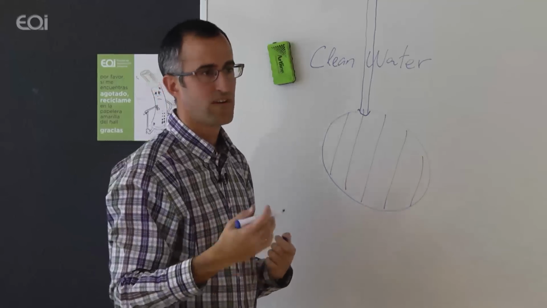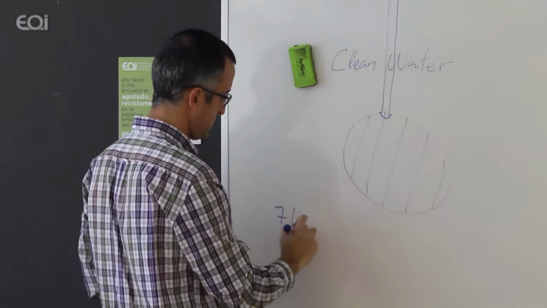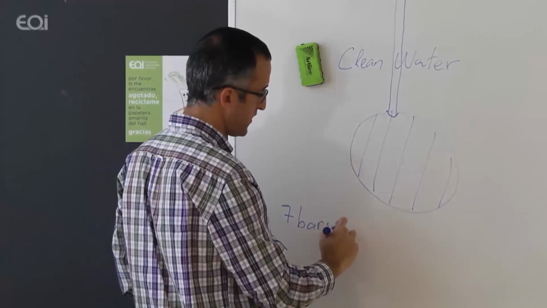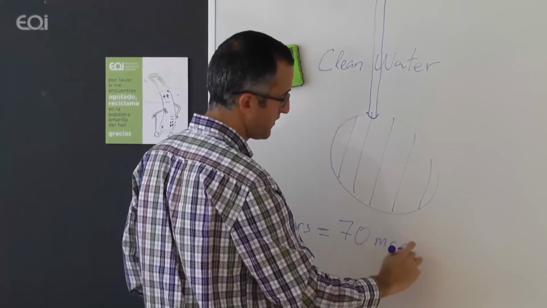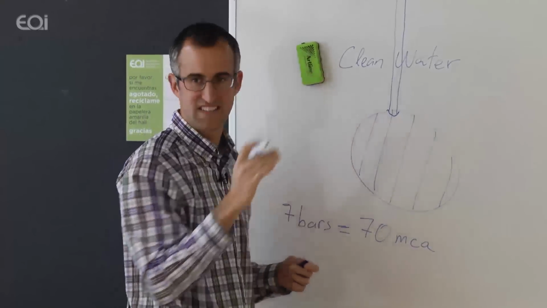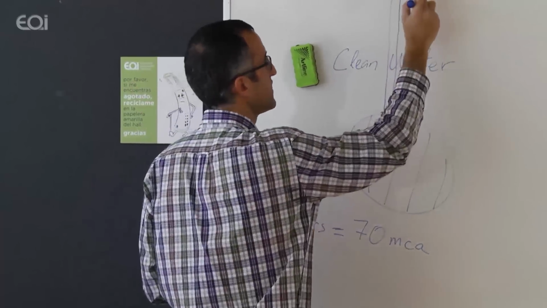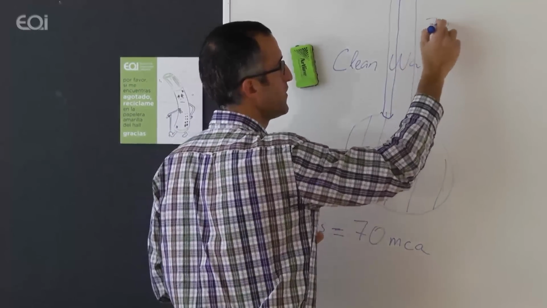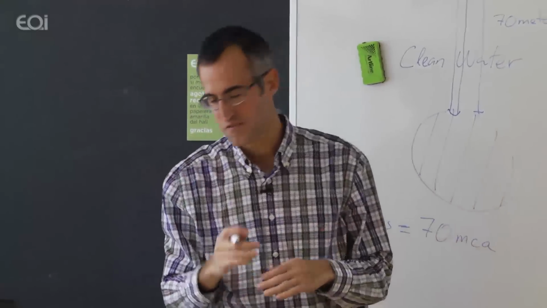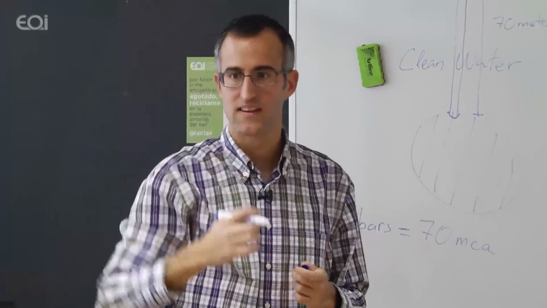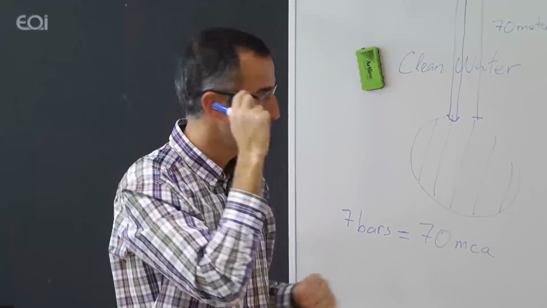So if we have, for example, 7 bars, okay, it means that we will have a column of 70 meters of water. So, more or less, it's a very simple way of explaining it. But it will mean that we'll have a column of 70 meters. Maybe it will not be so high because of other reasons, but there will be a very, very big water column because we have it pressurized, okay? So this is what we use for water supply.